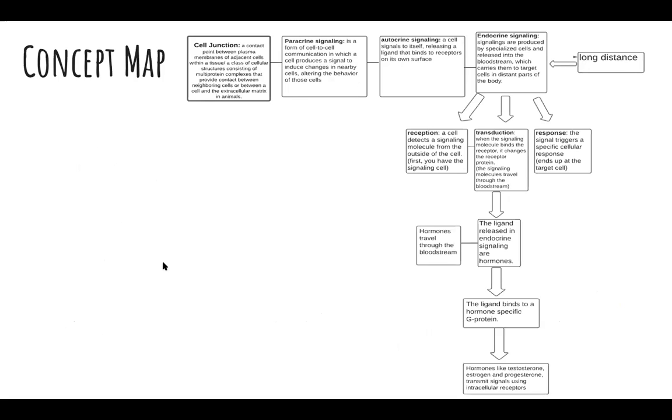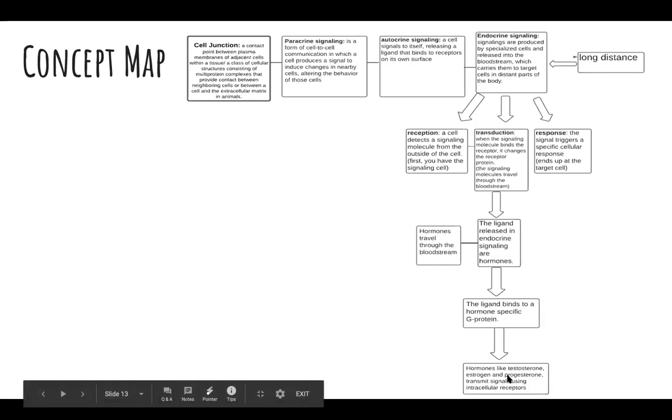And this is my concept map. So I used cell junction, and I defined cell junction, autocrine, paracrine, and endocrine signaling. And then I went from endocrine signaling and its long distance, then the three steps of cell signaling, and then it goes to the ligand, and then hormones travel through the body or the bloodstream. Then a ligand binds to the hormone, and then hormones are testosterone, estrogen, and those are just some examples of it.